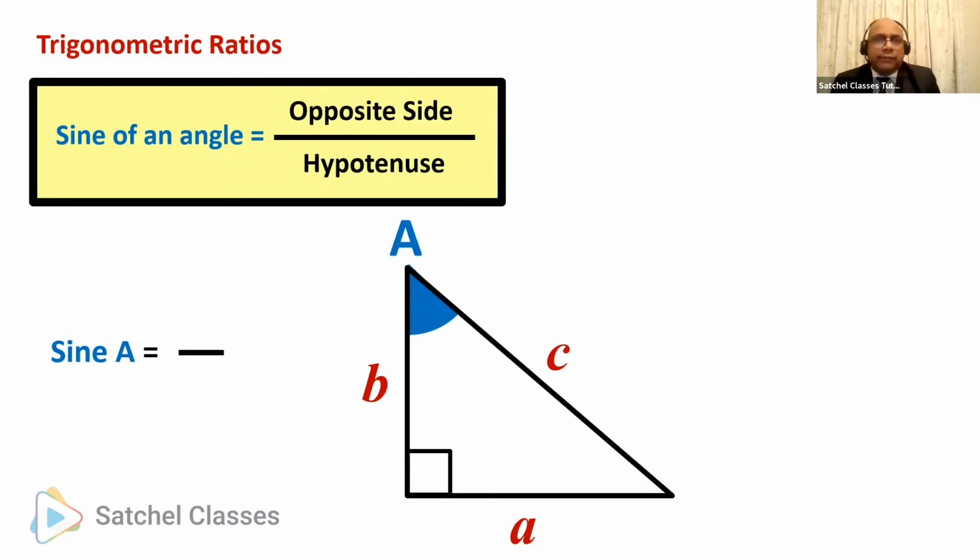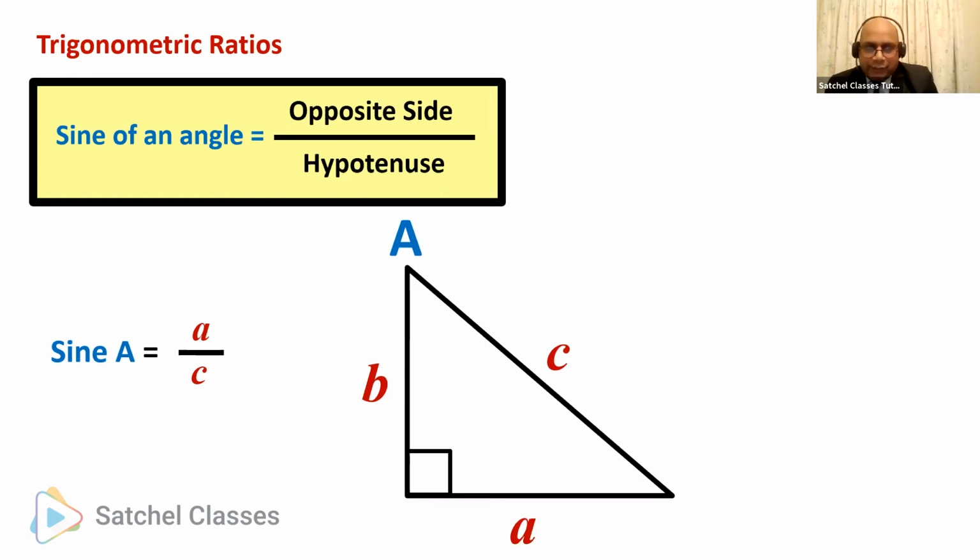As you can see the formula, the opposite side for angle A is small a, right? So that goes in the numerator, and the hypotenuse of the triangle is c. That goes in the denominator. So sine of angle A is given by the length of side a divided by length of side c, the ratio of the opposite side to the hypotenuse.